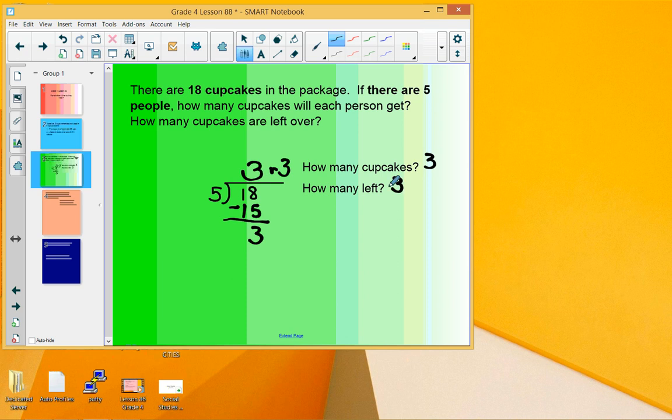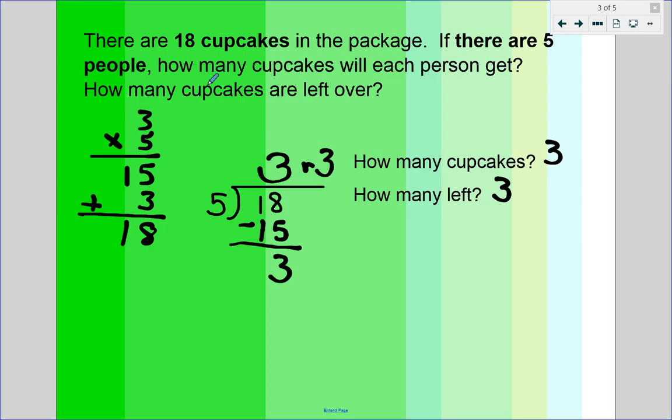3. And if we do the math to find out if that works, we have 15 is what we want to get. We have that 3 times the 5, right? 5 times 3 is 15, plus our leftovers, that gives us 18. And that's what we started with. So we have 3 cupcakes each with 3 left over. Okay? That is the first use of a remainder, just to know that each person will get 3, and there'll be 3 sitting out there, nothing to do with them.